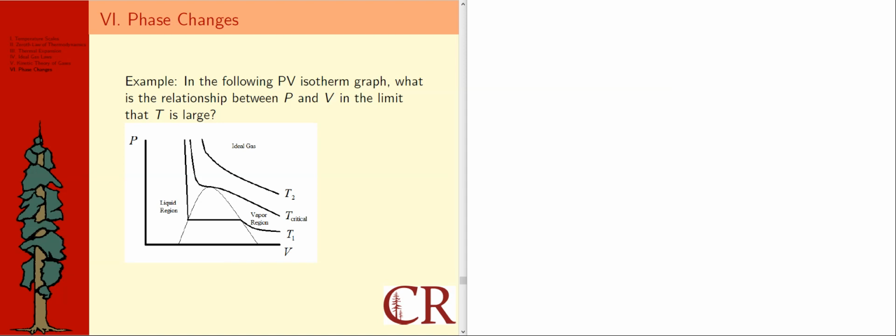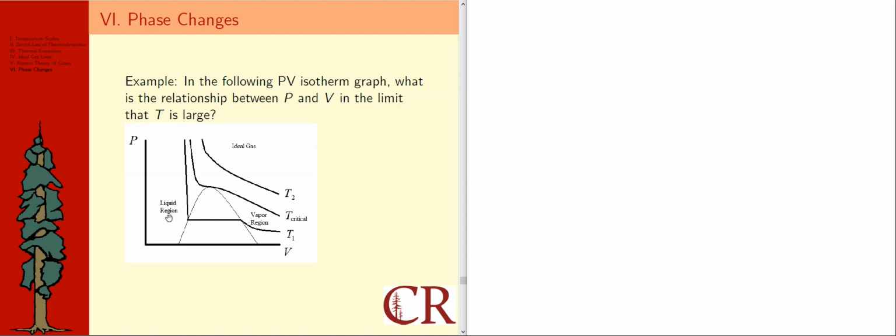In the following PV isotherm graph, what is the relationship between P and V in the limit that T is large? So if we look at this graph here, it's pressure on the vertical axis, volume on the horizontal axis. And then the isotherms correspond to these different curves. So we have one at a higher temperature, T2, another one at a lower temperature.